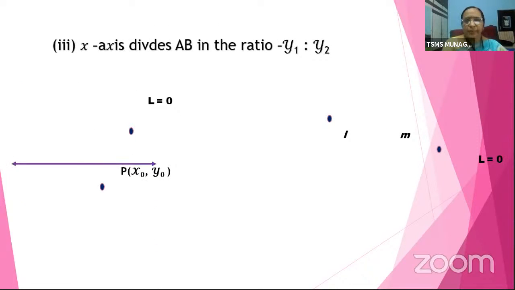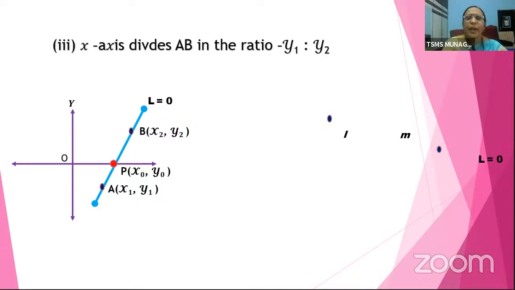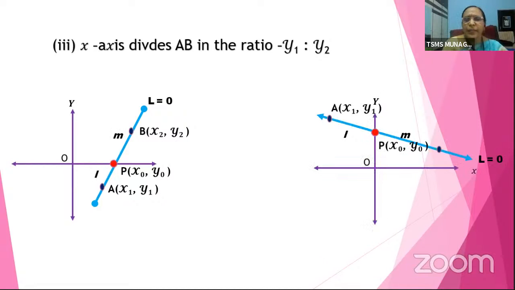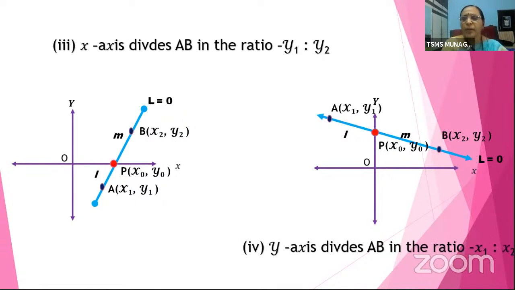Now, how does the x-axis divide AB? The x-axis divides AB in the ratio minus y1 is to y2, as you can see in the diagram. And the y-axis divides AB in the ratio minus x1 is to x2. So it is very simple to remember. The x-axis divides in the ratio of y coordinates and the y-axis divides in the ratio of x coordinates. This is what you have to remember here.